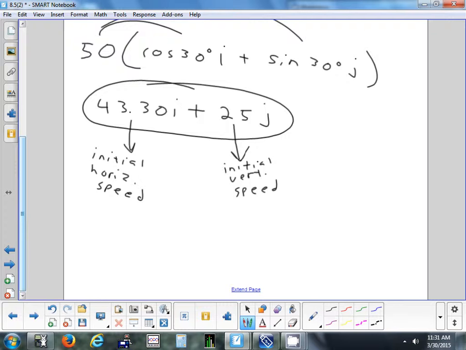Bria? If you're throwing something in an environment where there's gravity, what happens to the vertical speed the second it leaves your hand? It's going to slow down. Okay, so the second this object leaves my hand, it's traveling at 25, I think this was miles per hour.